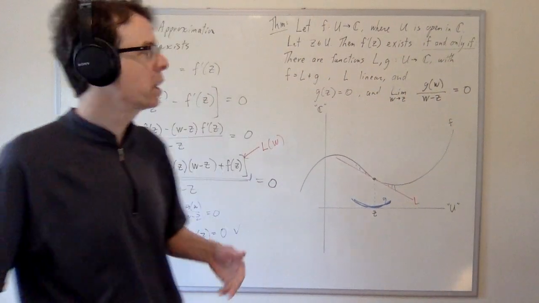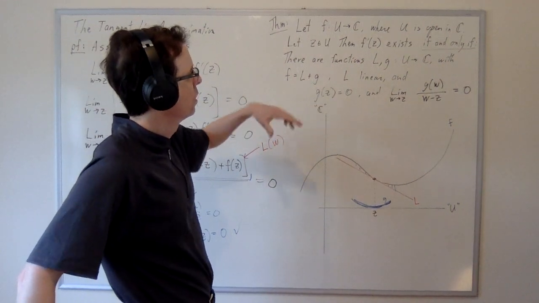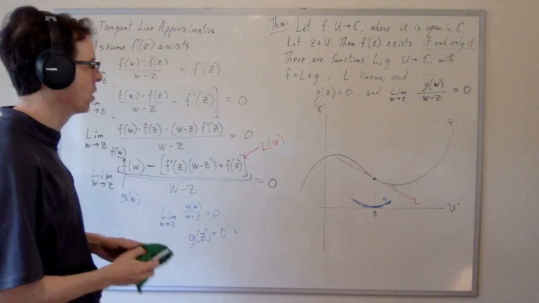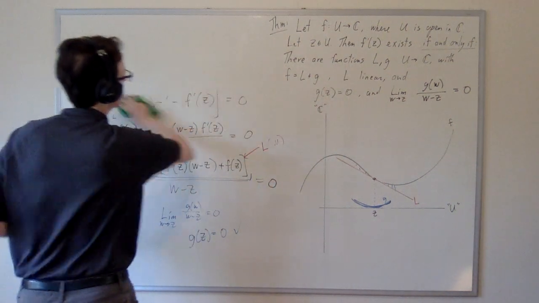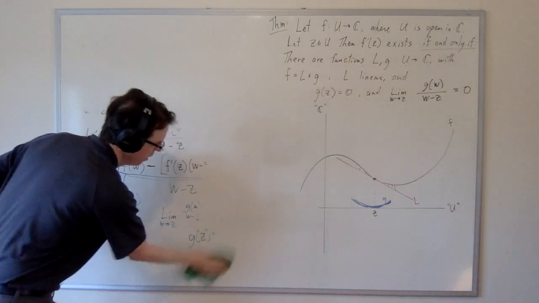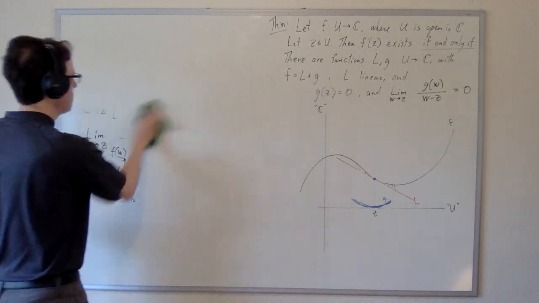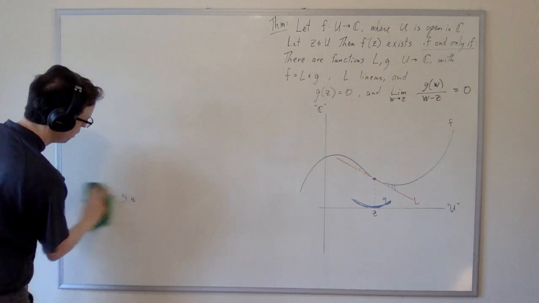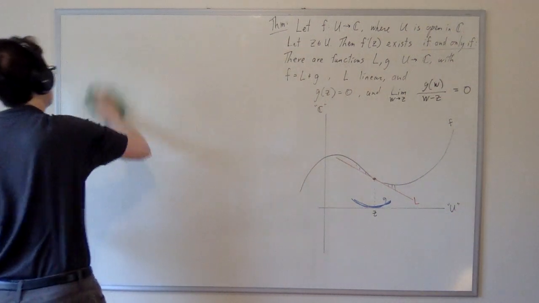We need to show the reverse implication. We need to show that if L and G are given and if f is their sum, then the derivative f prime of z exists. And this is actually not hard either. So let's demonstrate that next. So next we're going to assume that L and G are given as described, satisfying all the conditions of the theorem. And we're going to attempt to show that the derivative f prime of z exists.